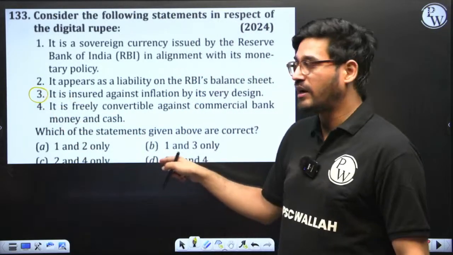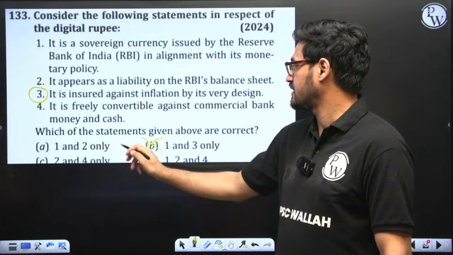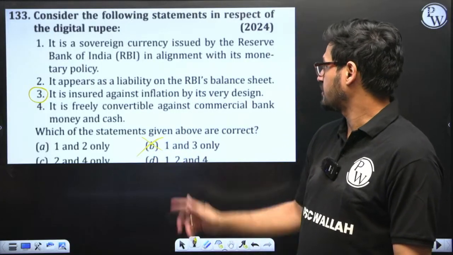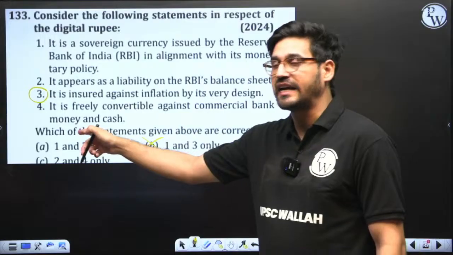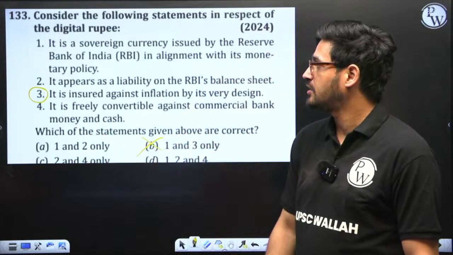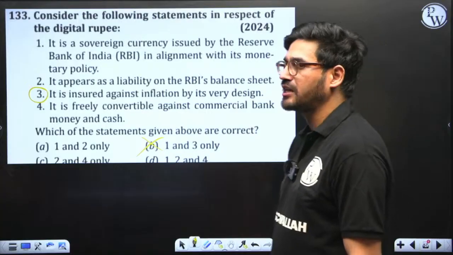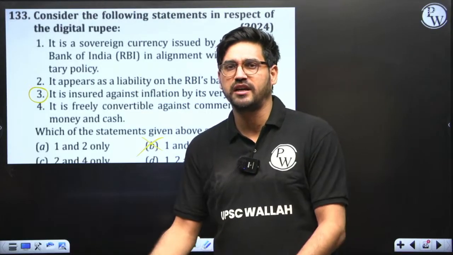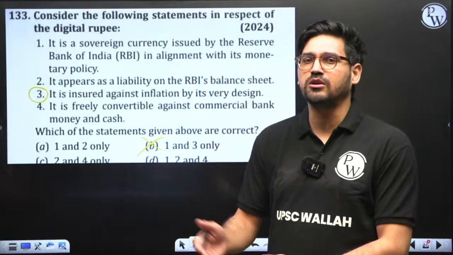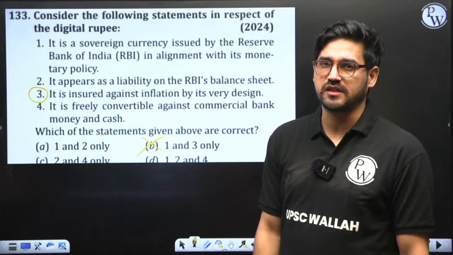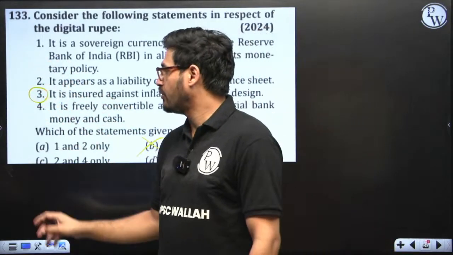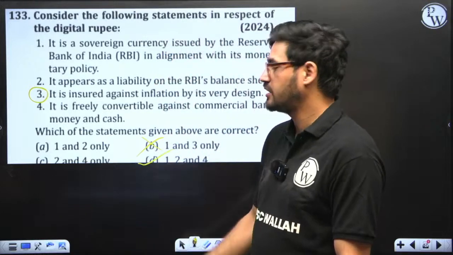You use 3 to eliminate your options. Wherever you find 3, which is only B. Which of these statements are correct? That means the answer lies between A, C and D. D says it is freely convertible against commercial bank money or cash. Quite obviously, because it is issued by the RBI, you can exchange it, convert it into physical money or physical cash. So 1, 2 and 4 are correct. The answer has to be option D.